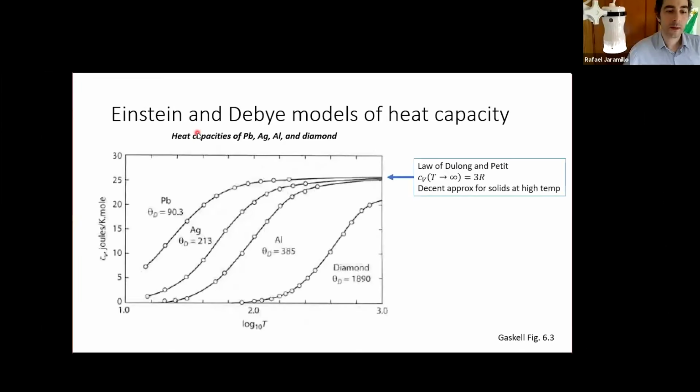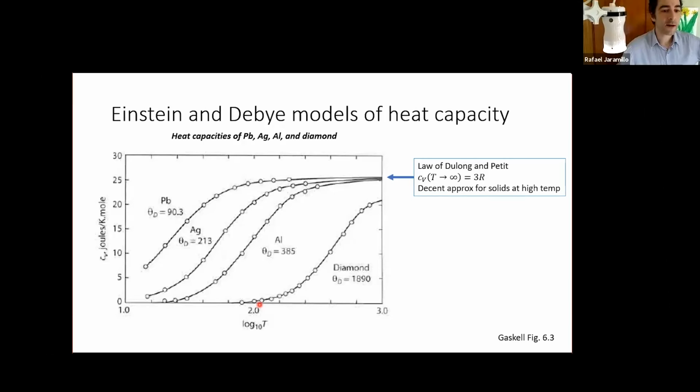Here's another interesting comparison. These are the heat capacities for lead, silver, aluminum, and diamond. At any given temperature, let's say 10 to the 2, so this is 100 Kelvin, the heat capacity of these four elements is very different. But there's a self-similarity in the shape of the curves. So there's some underlying physical law that describes the heat capacity of all these materials. And it's the Debye model, which we were just introduced to.